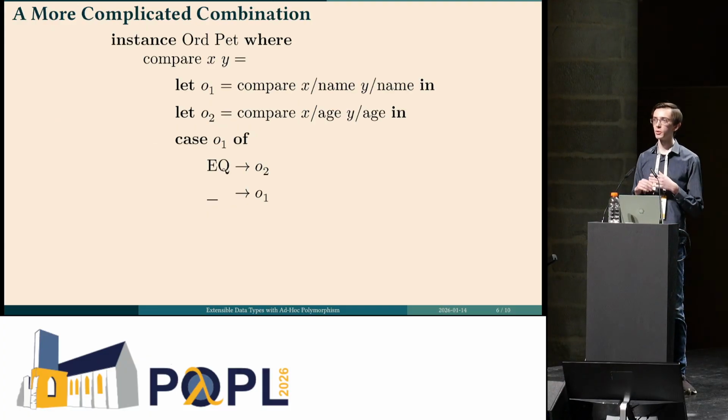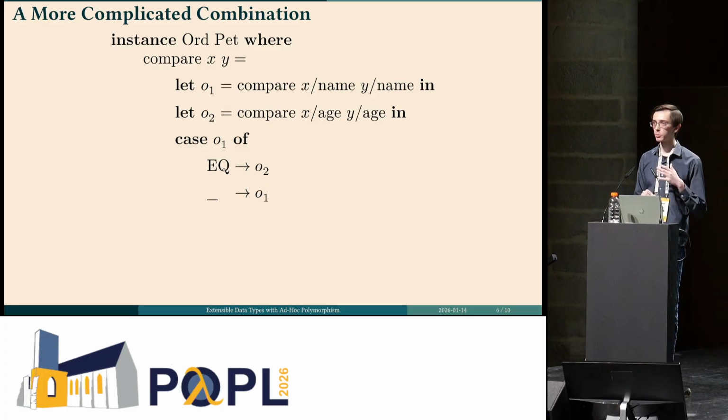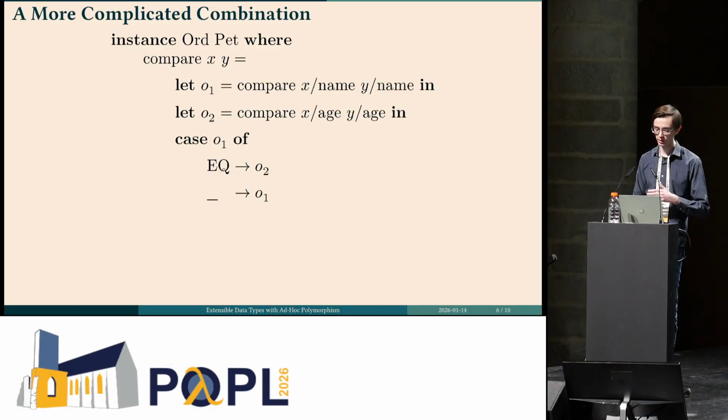Now I want to go on to a more complicated example, which is also much more powerful and interesting, I think. So here we have this sort of boilerplate that you might commonly write when dealing with records. This is an instance of the Ord type class for the Pet data type. And what we're doing here is going through the fields and comparing each of the corresponding fields in the input. So first the name and then the age. And then at the end here, we look at the result of the first comparison. And if that was EQ, then we're going to fall back to the result of the second comparison for age. But otherwise, we'll prefer the first result.